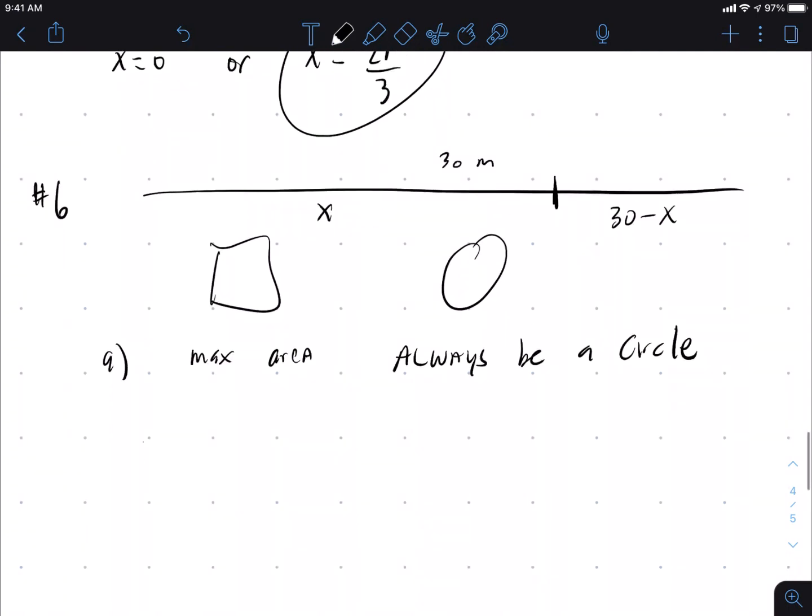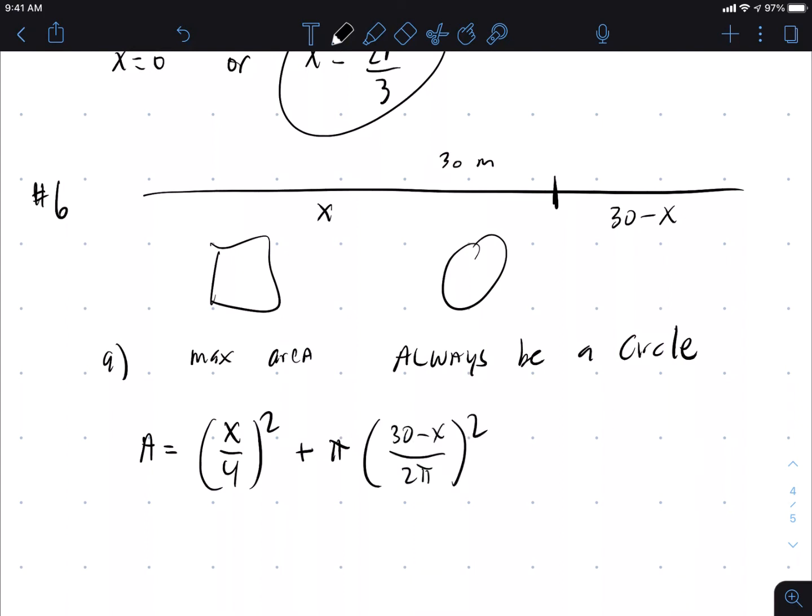Okay, so then the area of this thing for the square would be x divided by 4, squared, because a square has 4 equal sides, plus pi r squared. And r squared, for the circle, is going to be 30 minus x over 2 pi, squared. And I'm sure people are now tripping on how I got that.